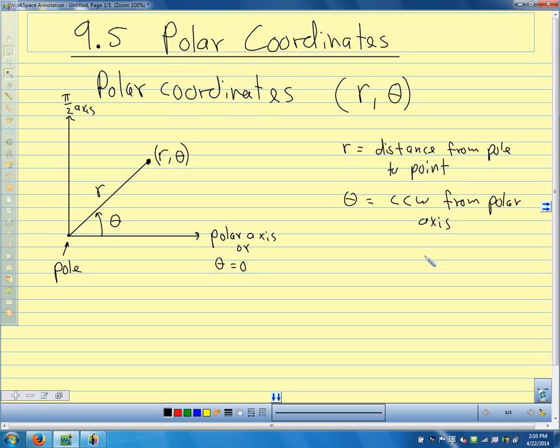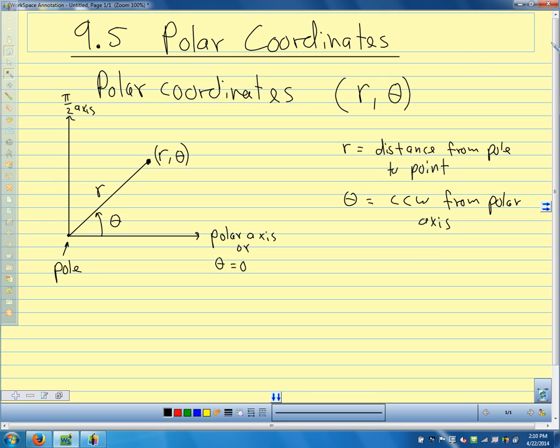So what we're going to do is talk about how we plot points in polar coordinates, just to get a little familiarity with them. Then we're going to talk about how we convert back and forth from polar coordinates to rectangular coordinates, to x and y, and from x and y to polar coordinates. And then we'll talk about how we convert rectangular equations, x and y equations, to polar equations, and vice versa.